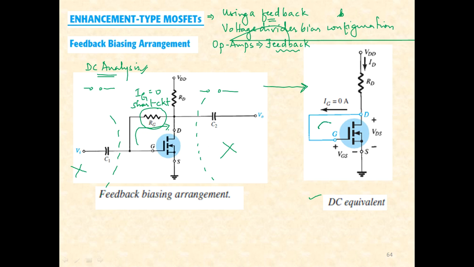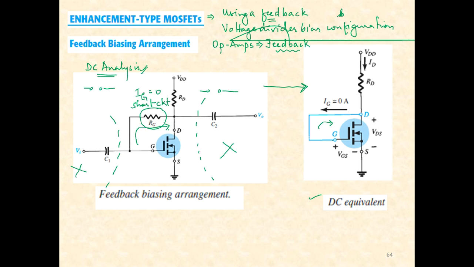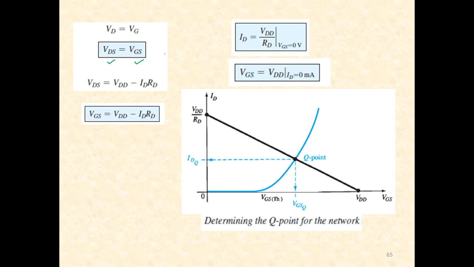Now applying KVL should be very easy, at least to the input loop. What will happen if you apply the KVL? The expression that you get is VDS equal to VGS. It is obviously true, right? Because now the gate and the drain terminals, both of them, are shorted. So VDS should be equal to VGS.